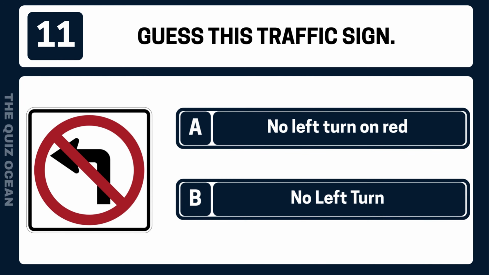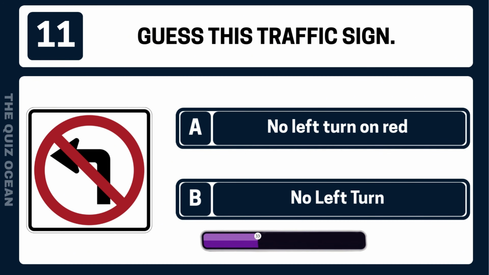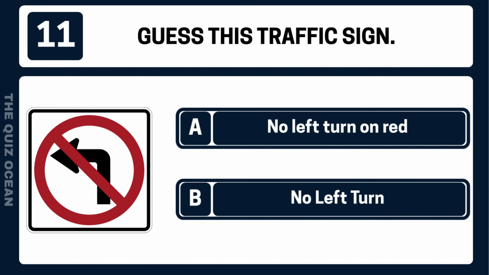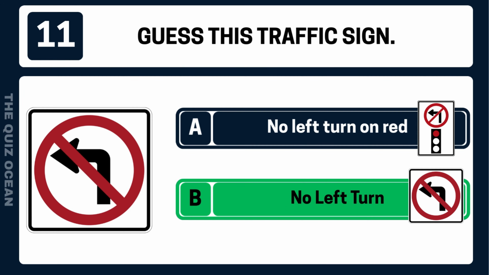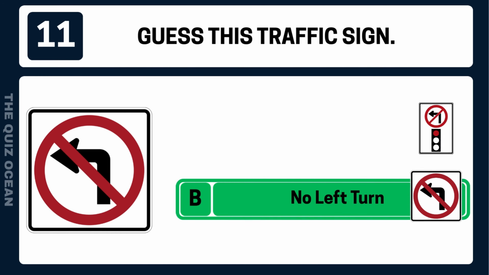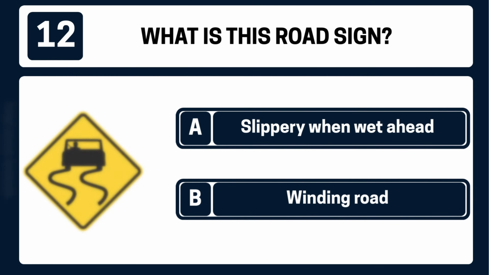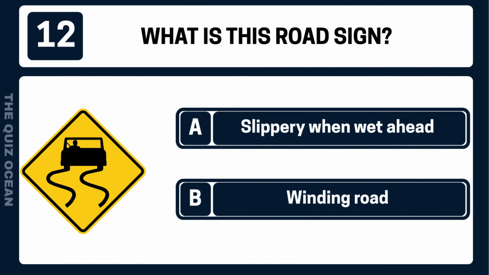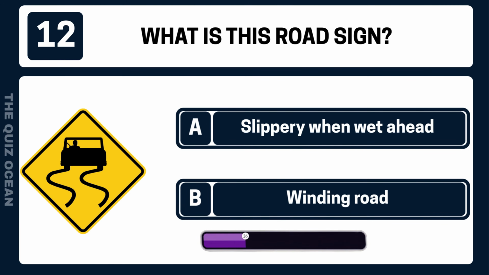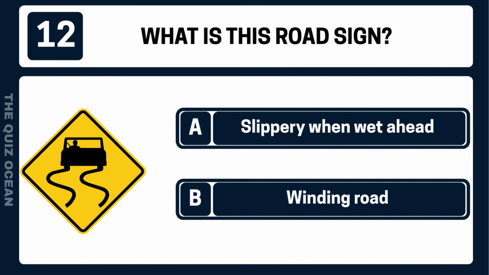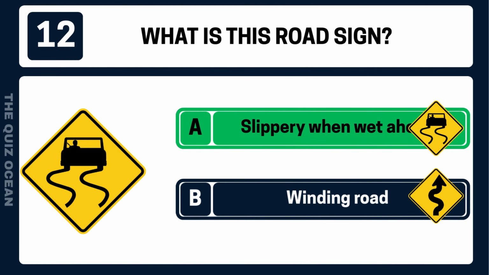Question 11. Guess this traffic sign. A. No left turn on red. B. No left turn. The answer is B. No left turn. Question 12. What is this road sign? A. Slippery when wet ahead. B. Winding road. The answer is A. Slippery when wet ahead.